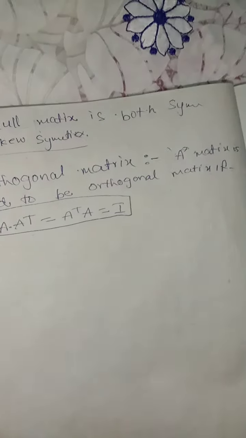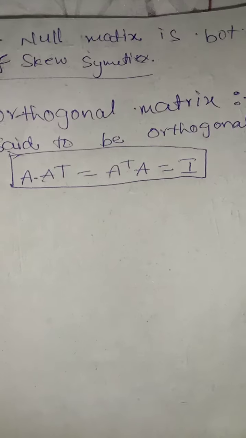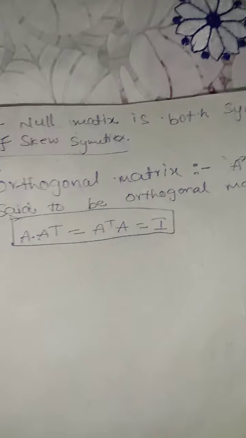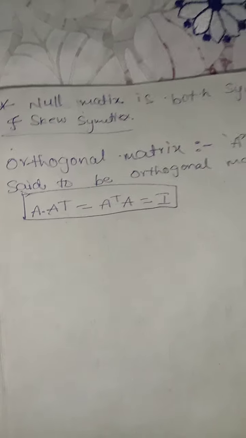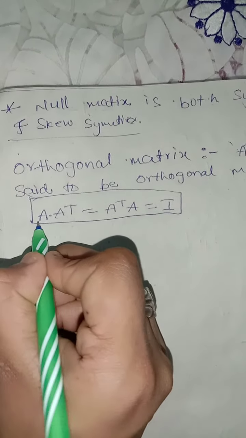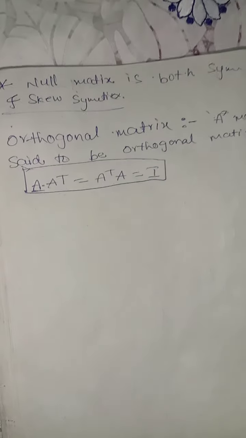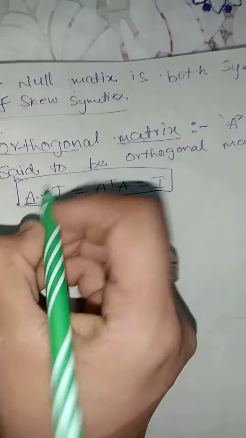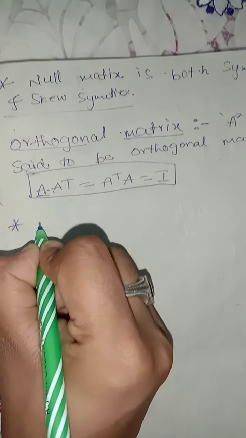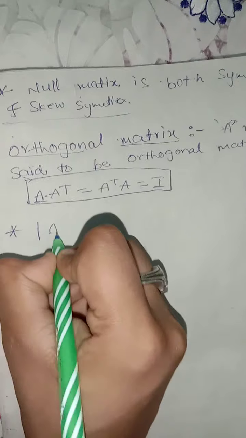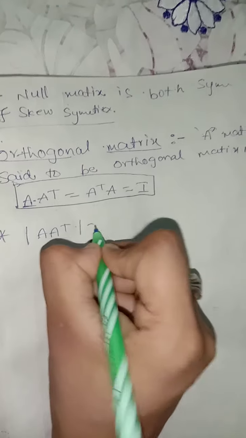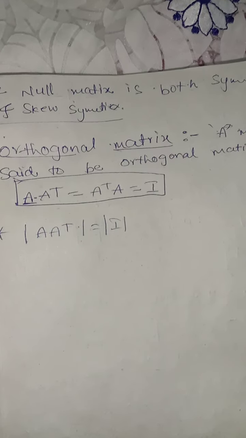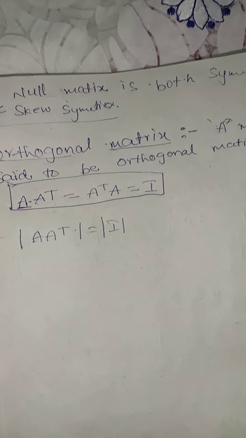Okay, note down. A into A transpose equals A transpose into A equals I. So the matrix A, here we use the matrix A, then the matrix is said to be orthogonal. Okay, so what are the properties? The properties of orthogonal matrix are also important. A into A transpose equals I.